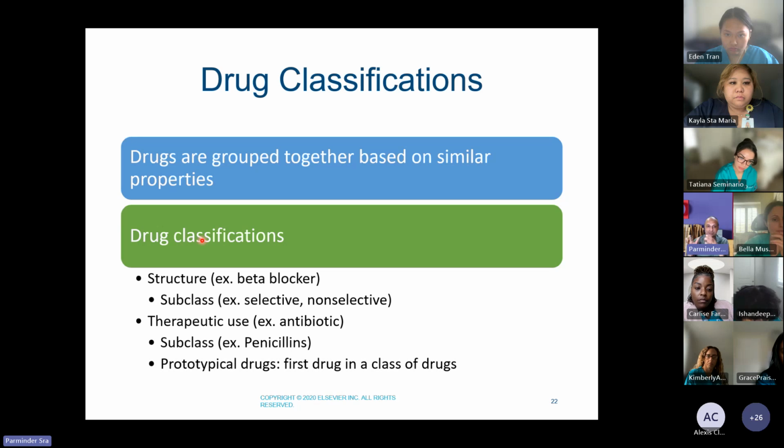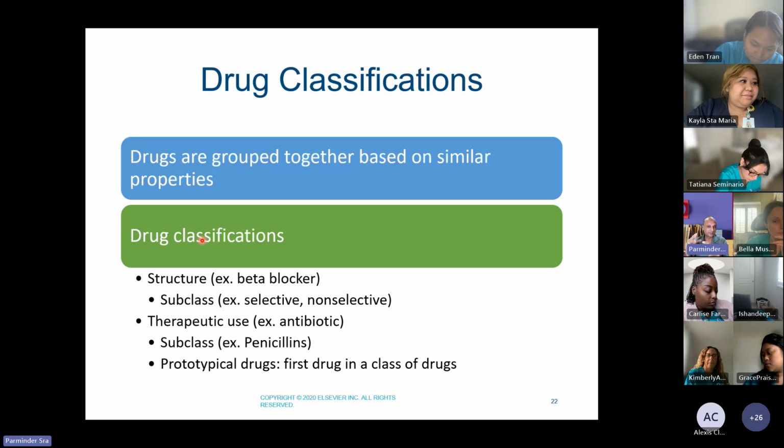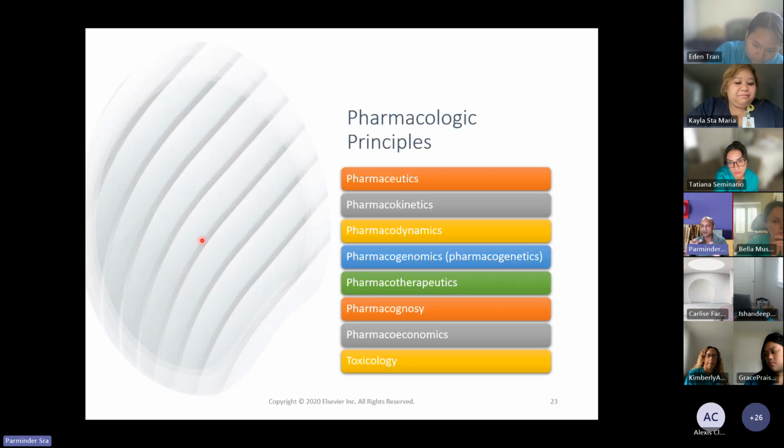Now, when we talk about drugs, it's important to group them together. We need to classify them based on their mechanism of action, their structure, and what they are used for. And then in some, you may find some subclasses in there. We'll talk about that as we move forward. Now, pharmacological principles. These are some important principles and terminologies you should be aware of.